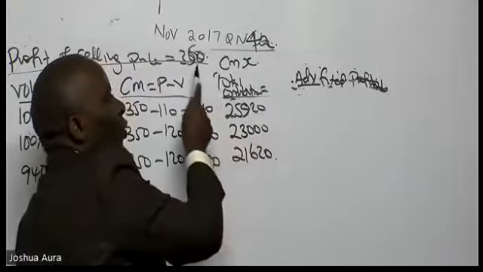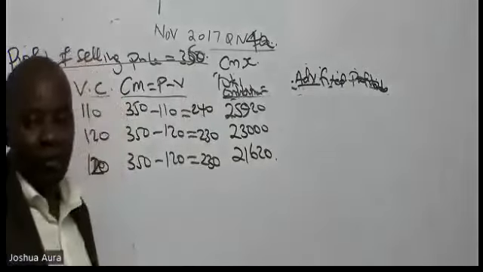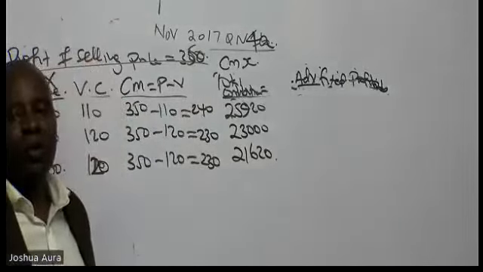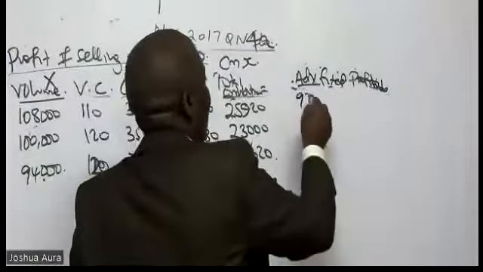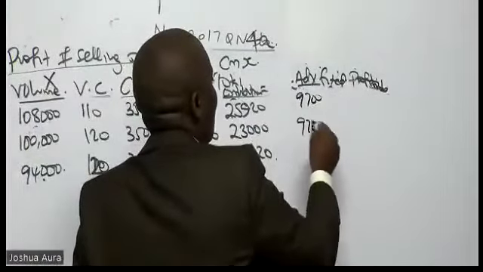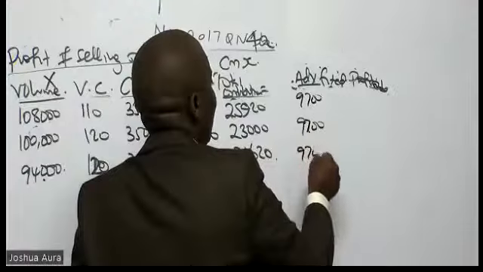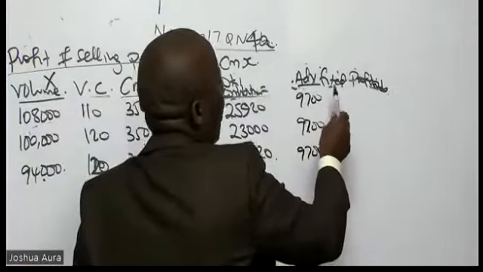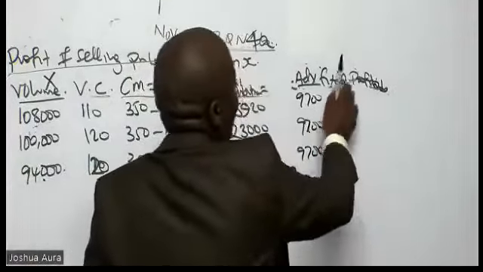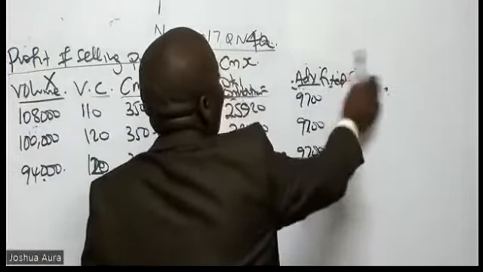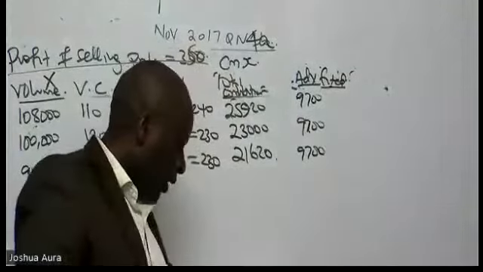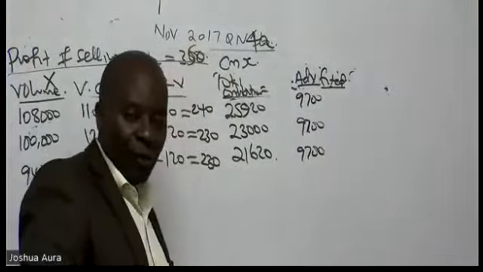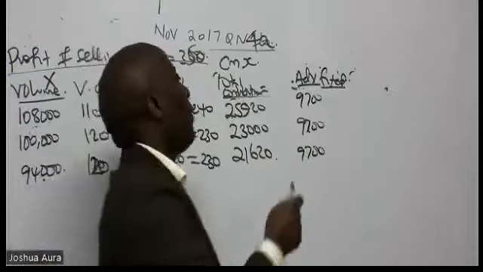Advertising costs for this price of 350. Have they given us the advertising cost for this price? 9,700. Thank you very much. This is going to be constant. How about the fixed production cost? They gave us a fixed production cost of 4,500, isn't it? Thank you so much, 4,500.